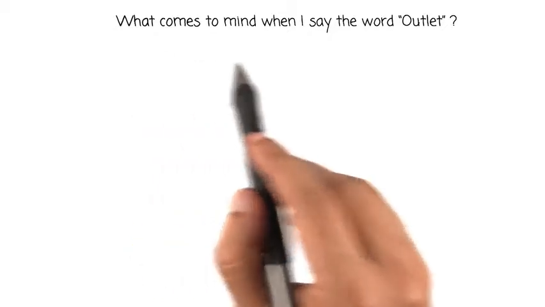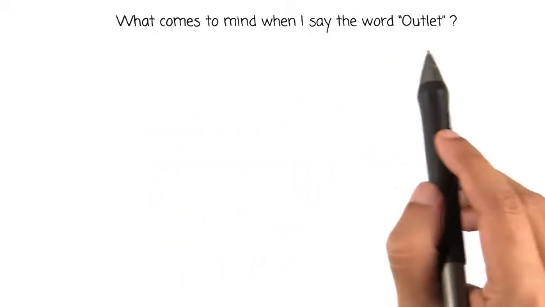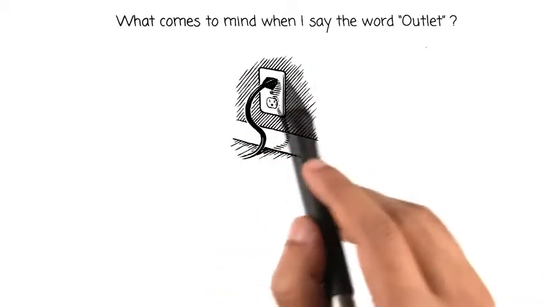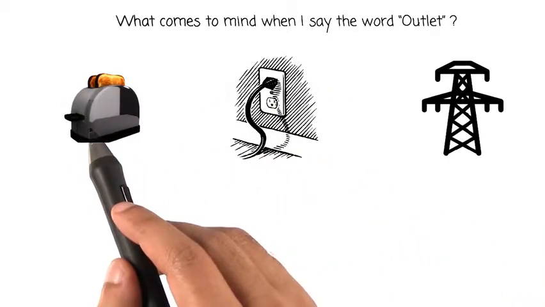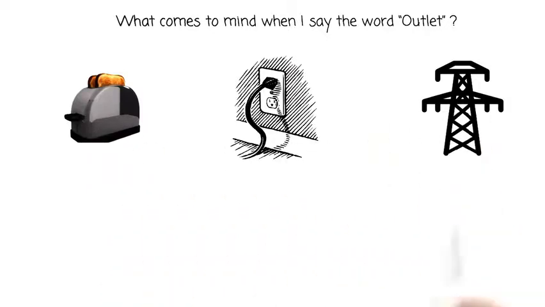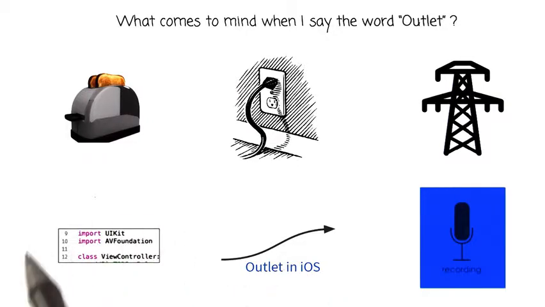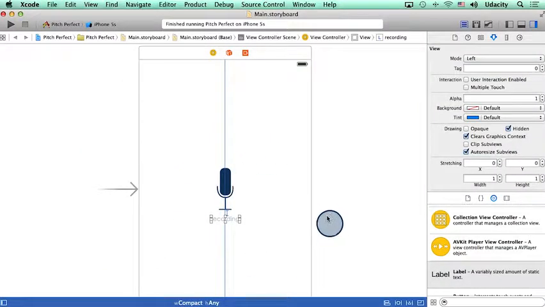Many of our students responded to this question by saying that the word outlet reminded them of the outlet in the wall. Now this, as you know, is a connection between electrical appliances at home and the electric grid. In much the same way, an outlet in iOS is also a connection. It's a connection between our code and something on the storyboard. Let's see how this works in code.